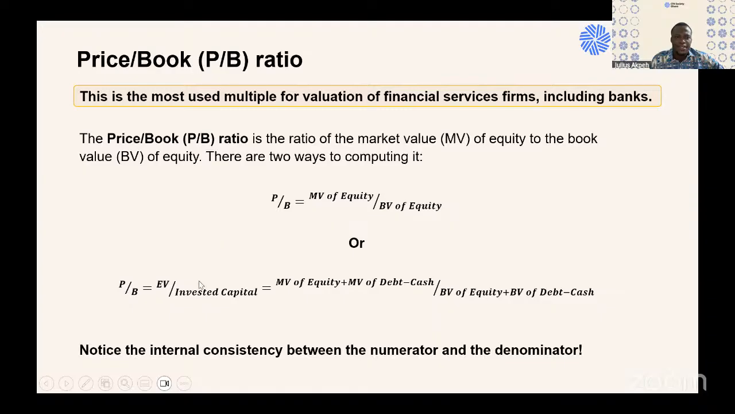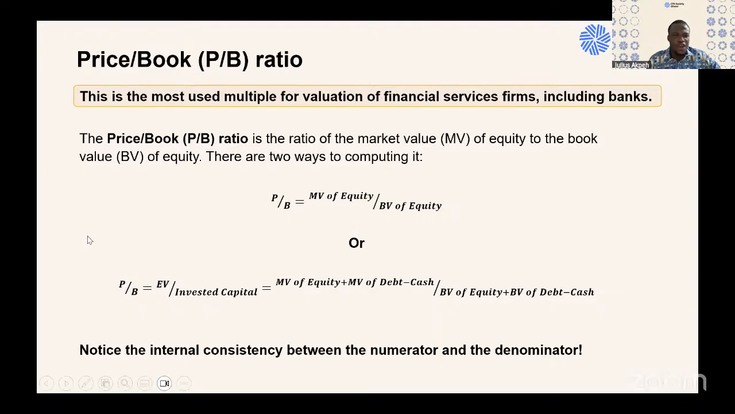express it as enterprise value divided by invested capital, where enterprise value is the market value of equity plus market value of debt minus cash, divided by book value of equity plus book value of debt minus cash. But I know for the purpose of a bank, the first one suffices, right? But you see something beautiful happening here.